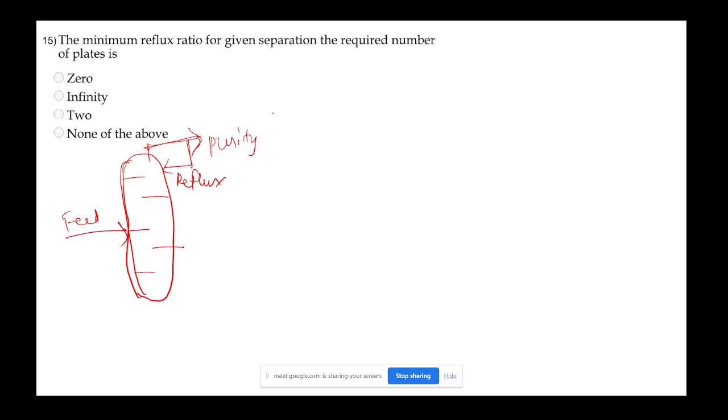So now there can be two cases. Like this, reflux ratio is nothing but, this is the distillate having a certain flow rate in moles per hour, and there will be a certain flow rate of this reflux also which is returning. So reflux ratio is equal to L by D.